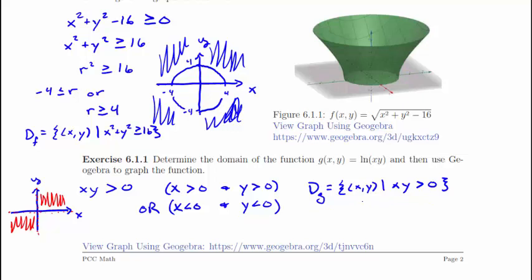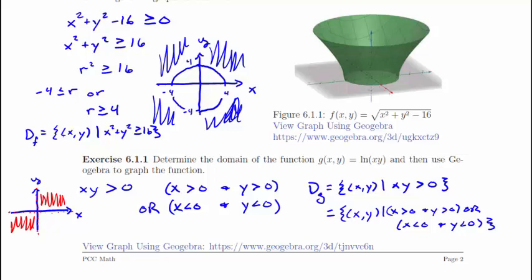The formal set notation here, we could write this in some more detail, but the domain of G equals the set of x comma y such that x times y is greater than 0. If we wanted to be more descriptive, we could write the set of x comma y such that, in parentheses, x is greater than 0 and y is greater than 0, close parentheses, or x is less than 0 and y is less than 0. Both of these are correct answers. The second one is giving us some more detail.